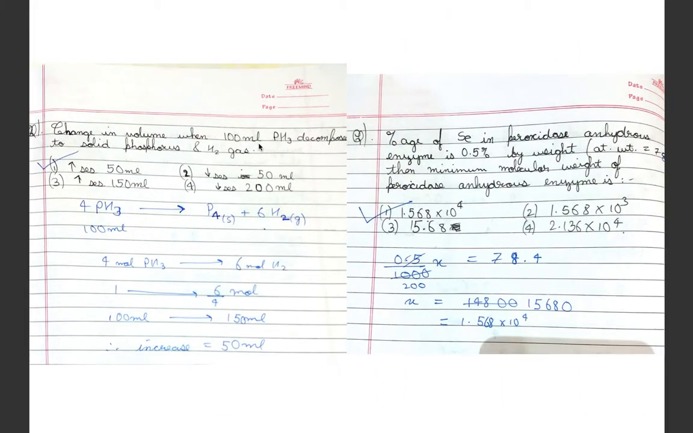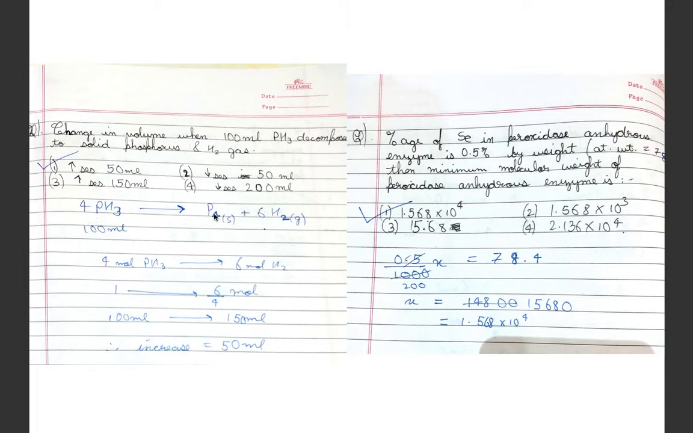Change in volume when 100 ml PH3 decomposes to solid phosphorus and hydrogen gas. Simple question, but still easily forgettable. Now 4PH3 equals P4 plus 6H2. Simple reaction. It is given that it is 100 ml.